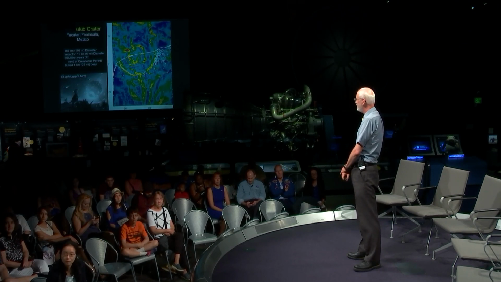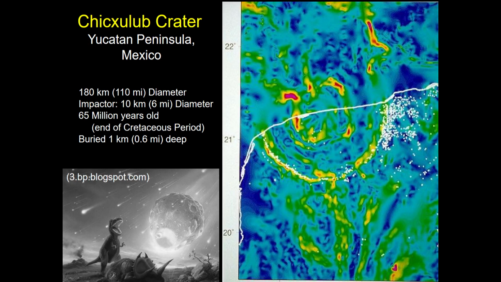Now, an even bigger event, very similar to what I just described, happened over the Yucatan area of Mexico, and this led to the demise of the dinosaurs 65 million years ago. So the colorful map is gravity, looking at how the rocks are distributed in their densities, and those circular structures are the rings of this impact. This is a very large feature, but just like the Chesapeake area, it impacted into a continental shelf.